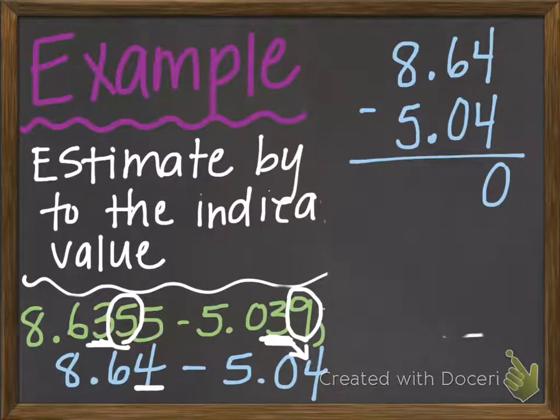4 minus 4 is 0. 6 minus 0 is 6. My decimal point lines up, I keep it in that straight line, and then 8 minus 5 is 3. That means 3 6/10 is my answer.